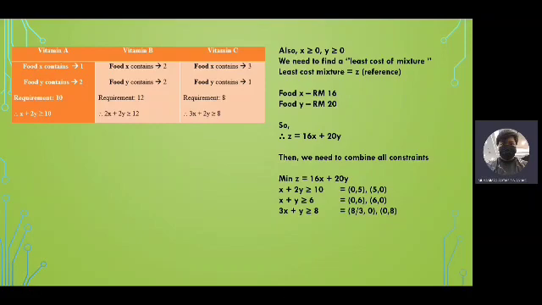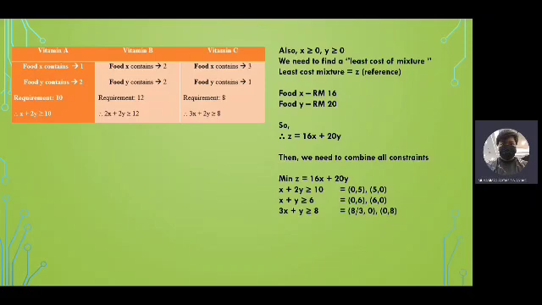The prices are given in the question. It is RM60 for food X and RM20 for food Y. So the formula is 60x plus 20y. This is the data for the price of the food constraint. Then we need to use all of the data given and conclude.